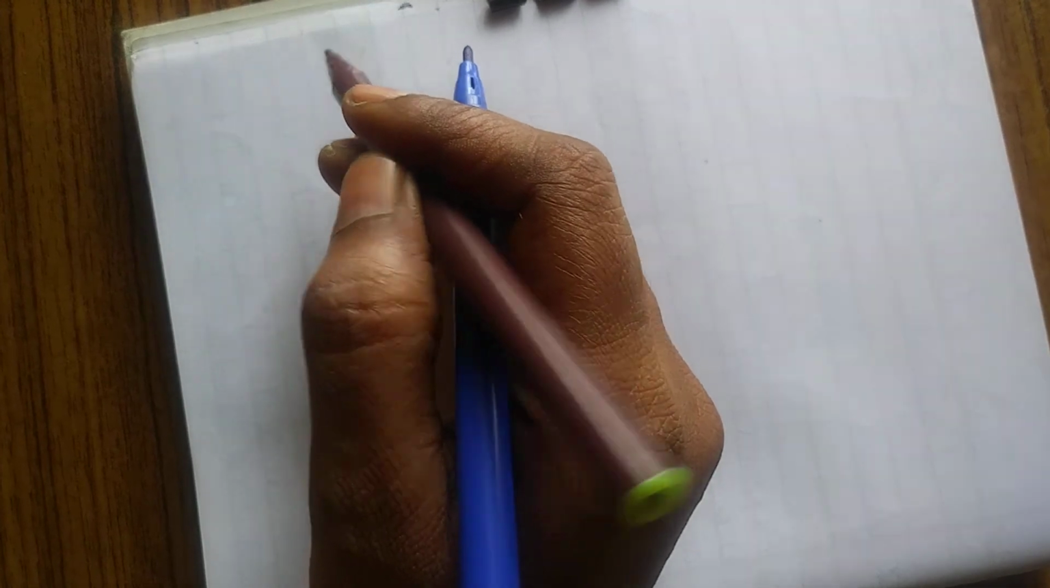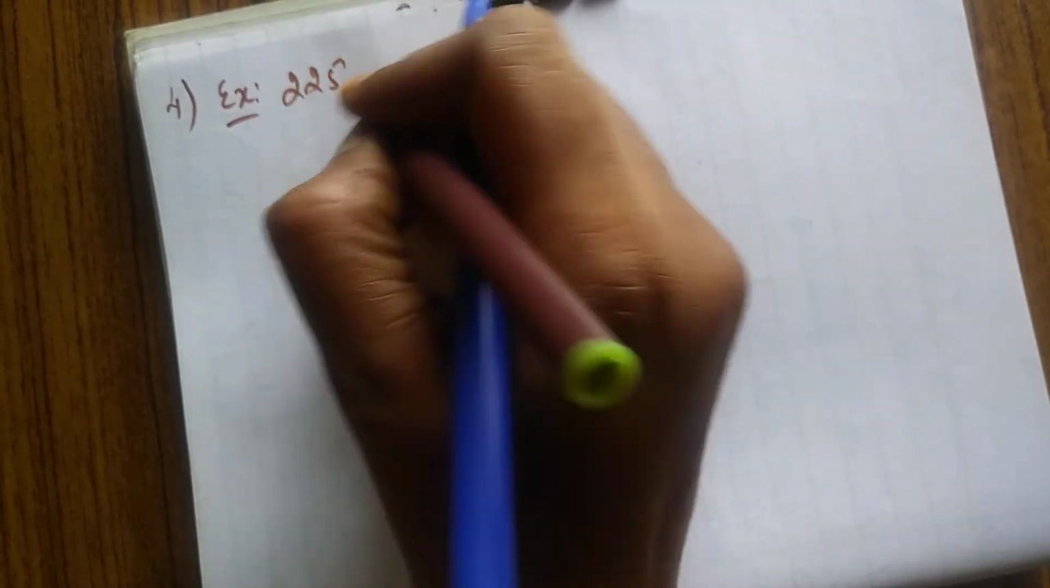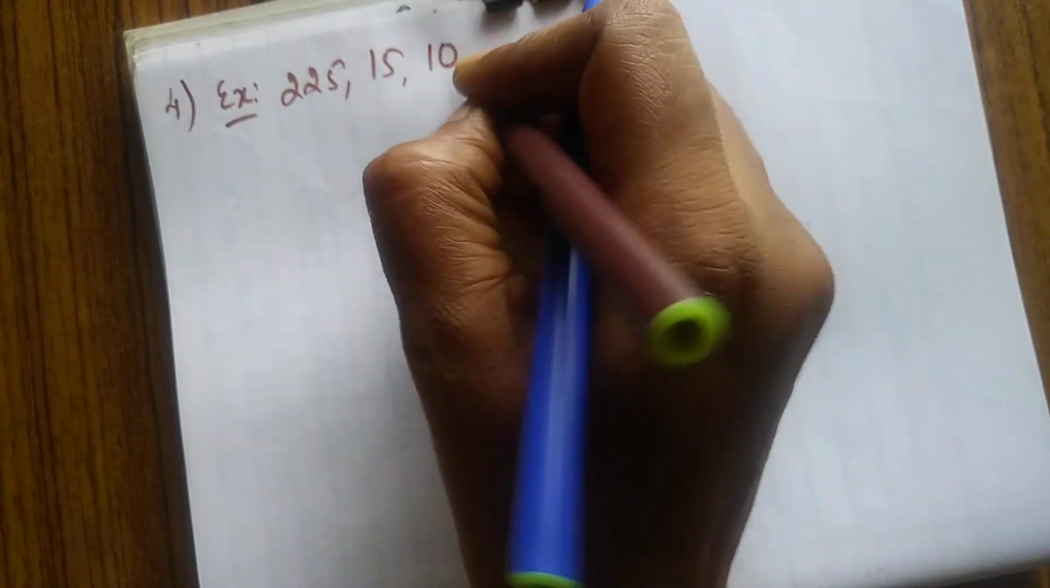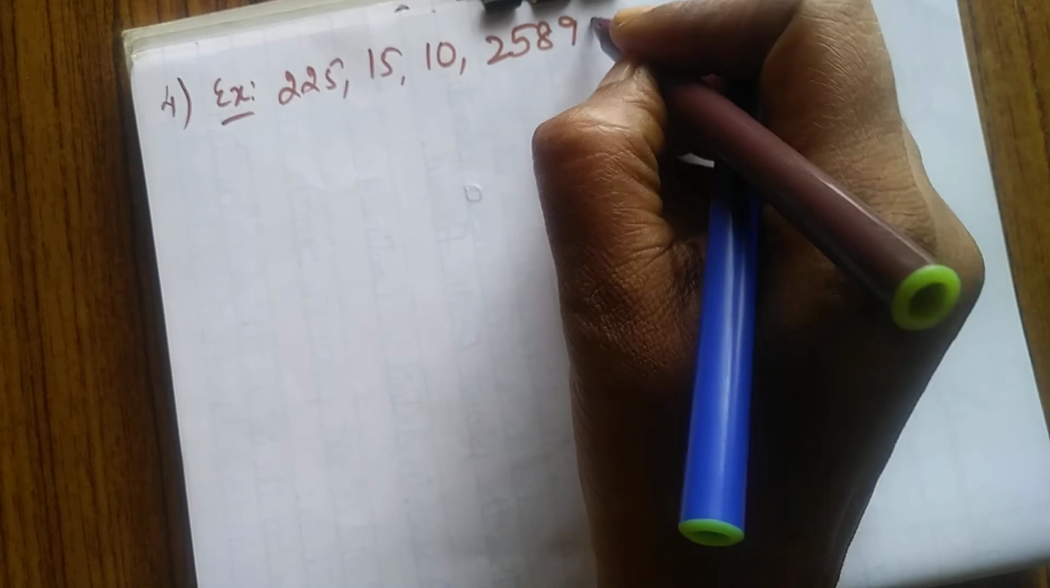Now let us pass on to the next number, after the numbers we have seen, 2, 3, 4, and of course 5. How can we say if a given number is divisible by 5 or not? So it is rule number 4. For example, I'm going to write some numbers like 25, 15, 10, or some bigger number like 25890. So what is the rule?